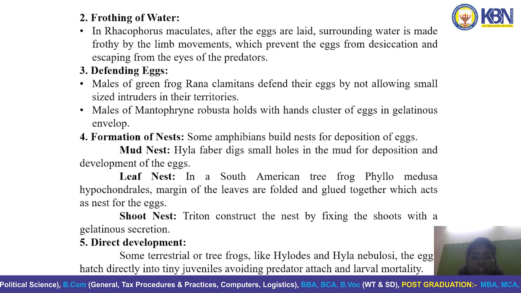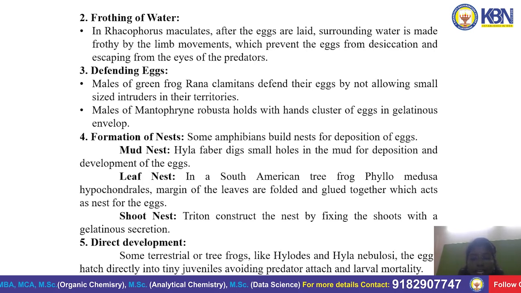Fourth one, formation of nest. In the formation of nests, we can see three types of nest: mud nest, leaf nest, shoot nest. Some amphibians build nests for deposition of eggs. This nest is helpful to deposit their eggs.